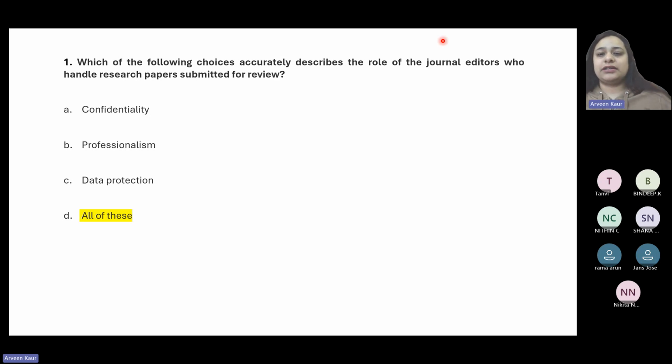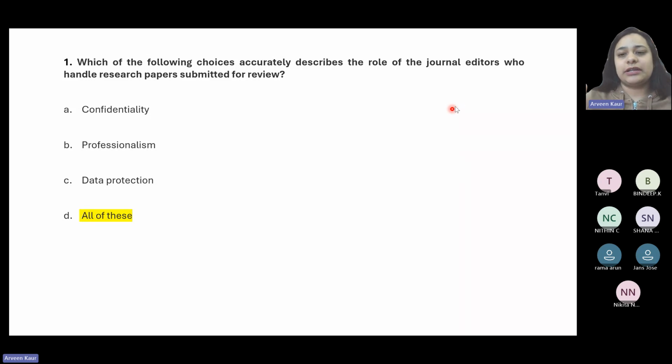Accordingly, there are different kinds of journals, and there are multiple roles that individuals have in a journal, right? One of the roles is the editor. The editor is actually the first person who will review your manuscript. Once we submit our manuscript to a journal, it will go to the editor, and the editor will decide whether it is suitable for this journal or not.